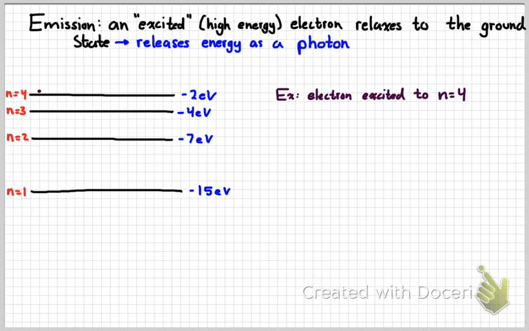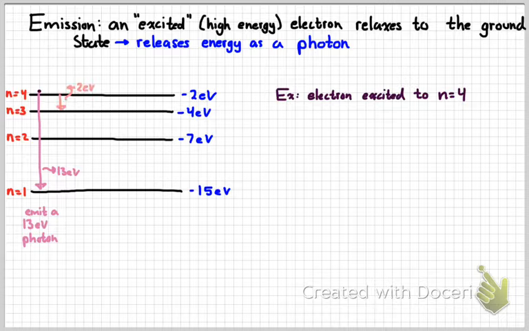That could be caused by other electrons running into it, it could be caused by heat, or it can be caused by a chemical reaction. So one possible way for that electron to lose energy is to simply emit a 13 electron volt photon. That would cause it to relax all the way to the ground level where it would be stable.